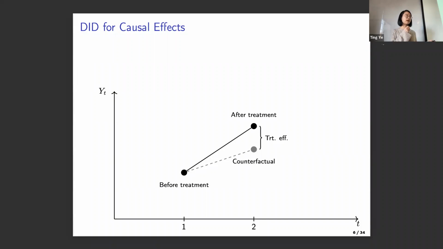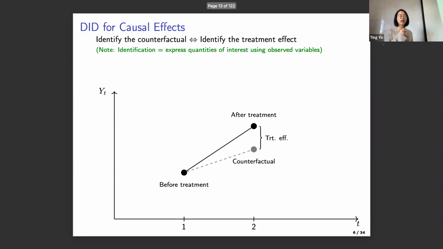And of course, this is a counterfactual question because we don't get to observe the outcome path for the treated group in absence of the treatment. So in this talk, identification basically means expressing quantities of interest using observed variables. In this case, because the black dot is the observed outcome for the treated group, identifying the treatment effect is essentially equivalent to identifying the counterfactual, the gray dot.